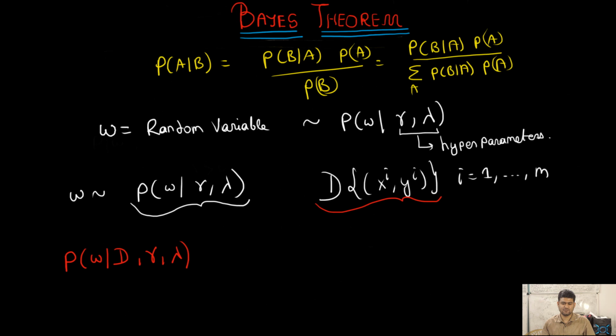So here we can use Bayes theorem, right? So this distribution is going to be directly proportional to the distribution P of the data, which is P of y given x, given the parameters W, times the prior distribution of W given the hyperparameters gamma and lambda.